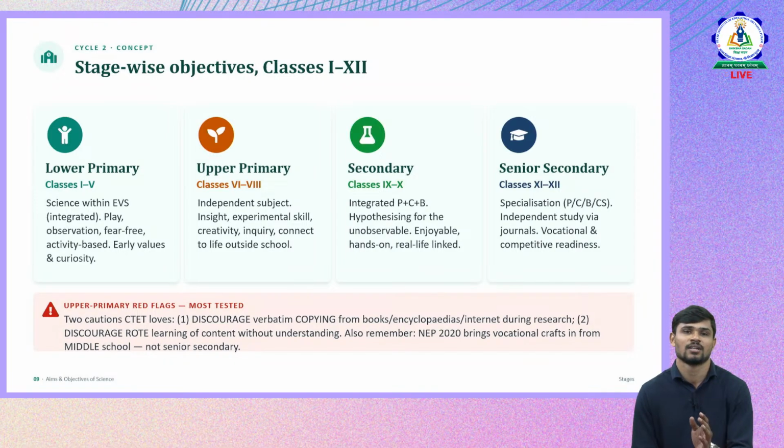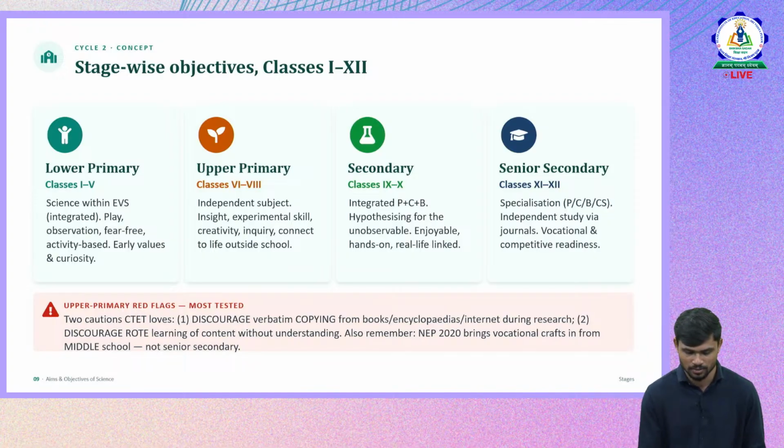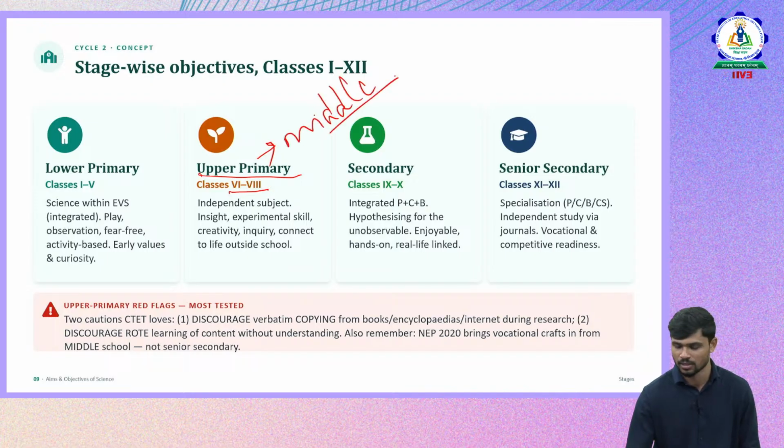Stage-wise are also given here: lower primary, upper primary, secondary, senior secondary. There is a small correction that we can make here. According to NEP 2020, the upper primary stage, that is from 6 to 8, we call it the middle stage. That is the term that we need to use since the policy emphasizes it like that.